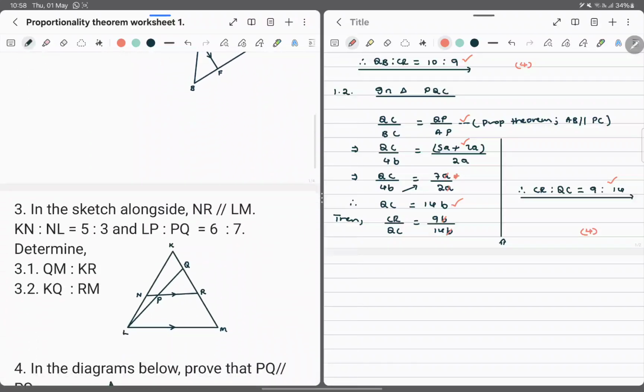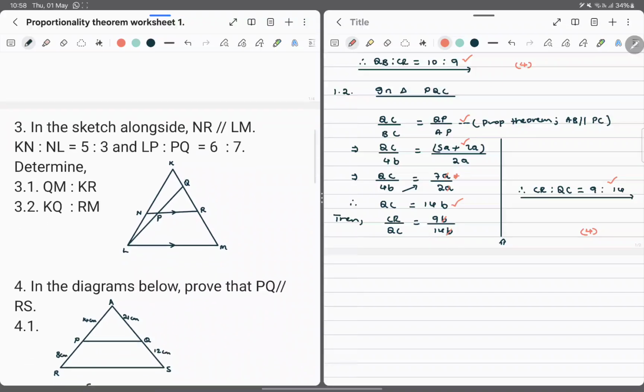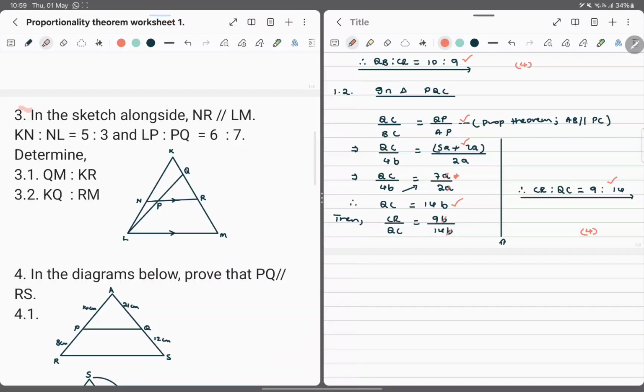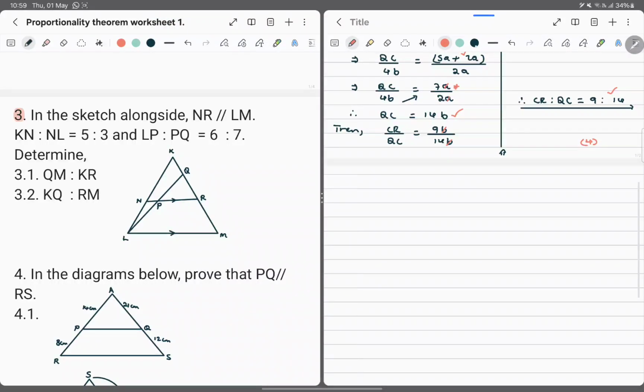So do number 2 using the same strategy as I have shown you. But now let's have a look at number 3, which I think is a bit technical. It's worth discussing together. All right, so this is going to be a bit of a challenge. So let's try to work through it systematically.